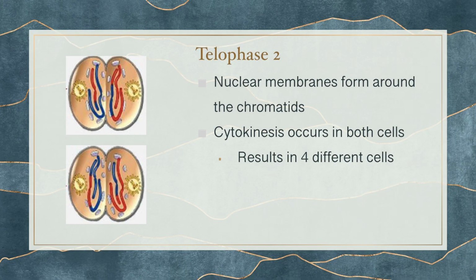Telophase 2. The final phase in meiosis is telophase 2. During telophase 2, the nuclear membrane fully reforms around the chromatids on both sides of the cells, and the chromatids decondense, similar to mitosis. Cytokinesis occurs again, dividing both cells. By the end of telophase 2, there are 4 cells with half as many chromosomes as a cell created by mitosis would have.